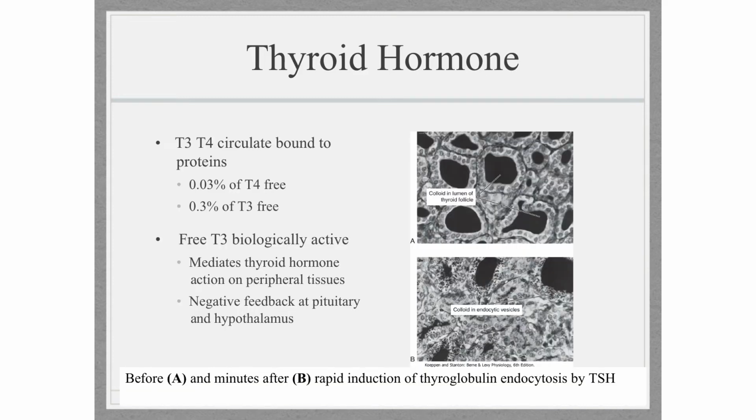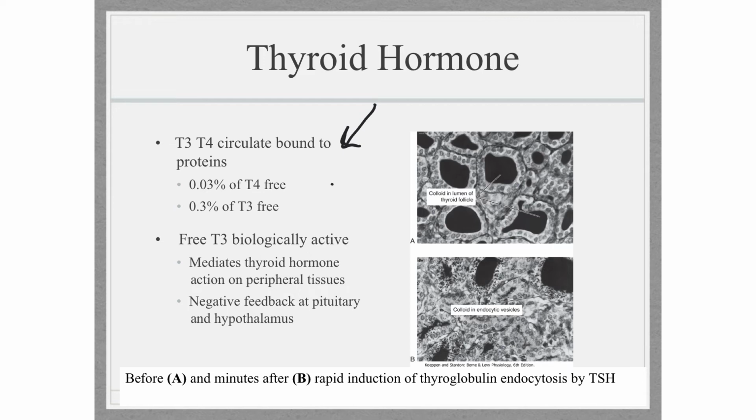Here we are speaking about how T3 and T4 travel throughout the body. They generally travel around the bloodstream bound to protein, which is going to enhance their length of action, because the longer they're bound to protein, the longer they can hang out in the bloodstream. Only small amounts of these hormones actually circulate free or unbound.